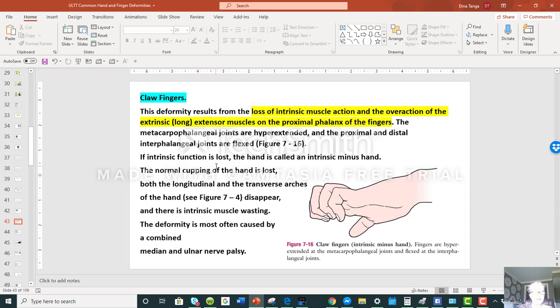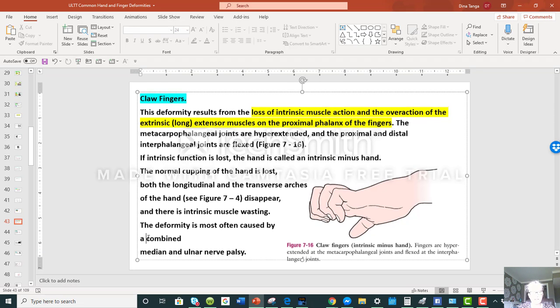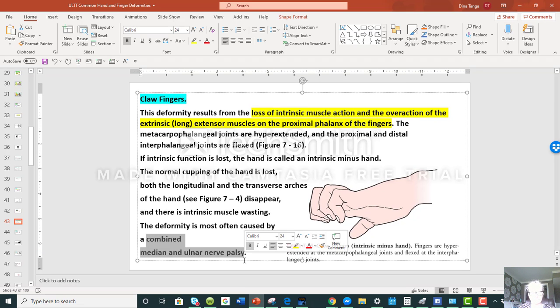The normal cupping of the hand is lost. Both the longitudinal and the transverse arches of the hand disappear. There is intrinsic muscle wasting. The deformity is most often caused by a combined median and ulnar nerve palsy.